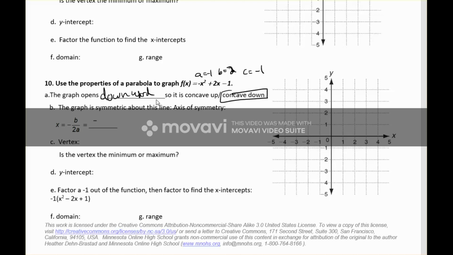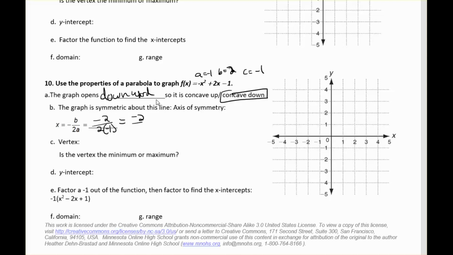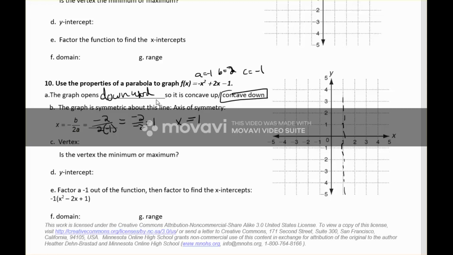So negative b would be negative 2 over 2 times a, which is negative 1. So this would be negative 2 over negative 2, which is 1. So the axis of symmetry is x equals 1. I'm going to put that on here right now. Here's x equals 1. I'm just going to draw a dashed line to show that that's going to be my axis of symmetry.